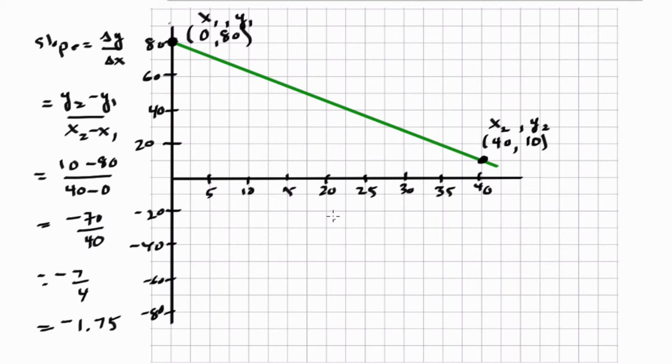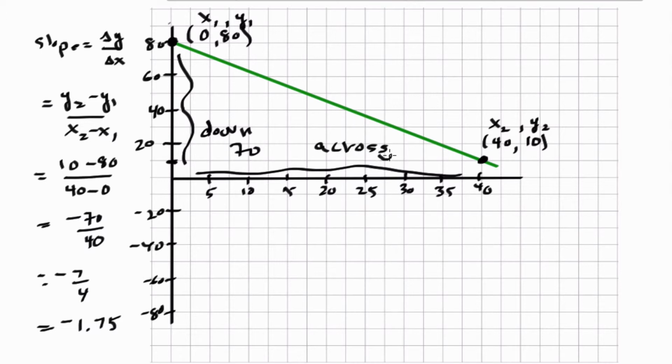As your answer. You could do the same thing with a little less arithmetic showing if you wanted. And you could go over here and you could say, well, this went down 70. And it went from 0 to 40. It went across 40. And so you could say, well, the slope is, it went 70 down, it went 40 across, and you would get the same thing. So I don't care how you do it. I just care that you get the right number.